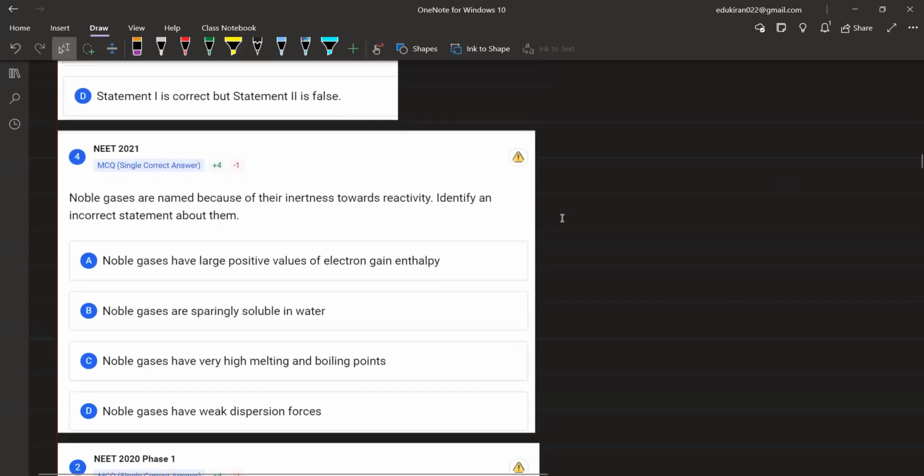Try this one. Read all the 4 statements. You will get the answer. So read the 4 statements. You will get the answer easily. Very easy.